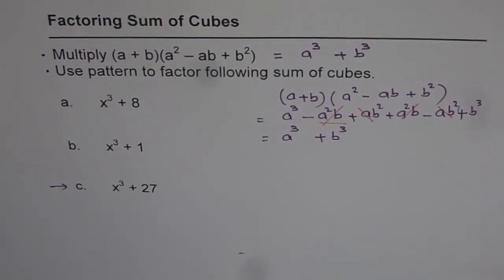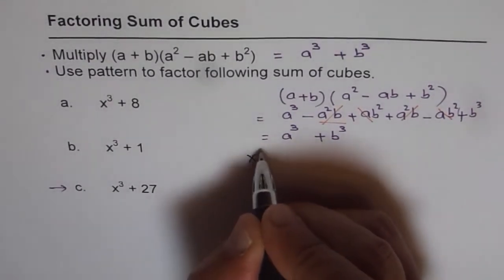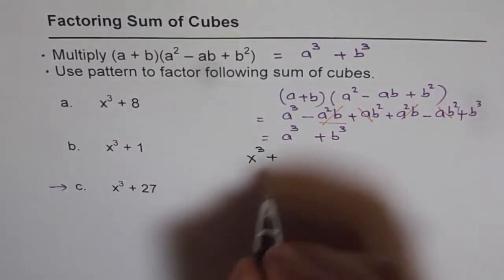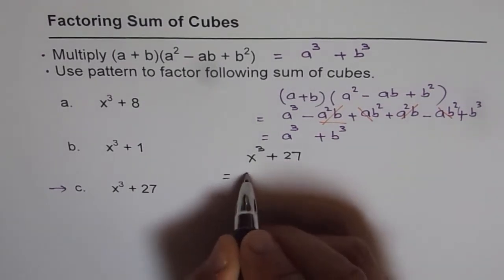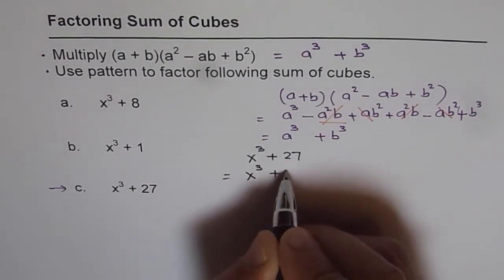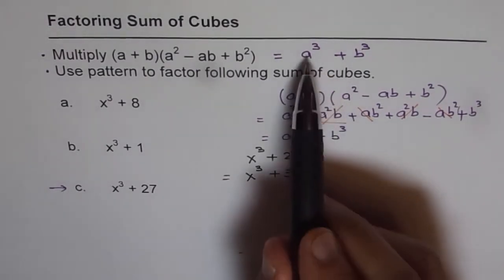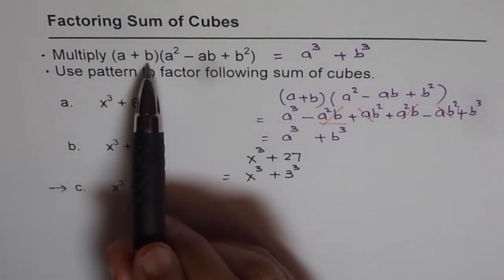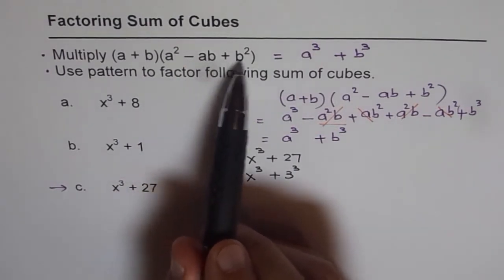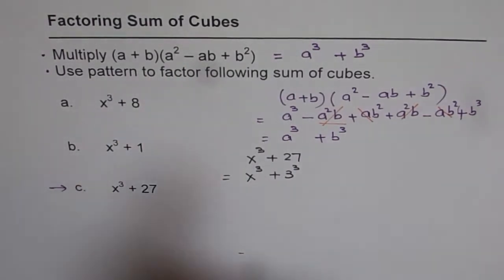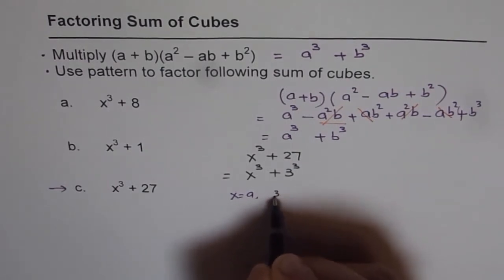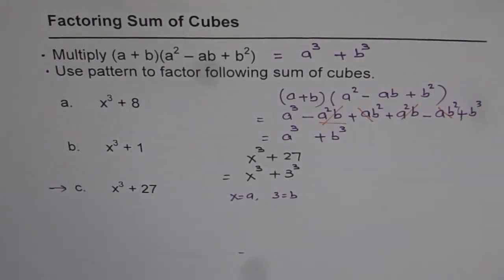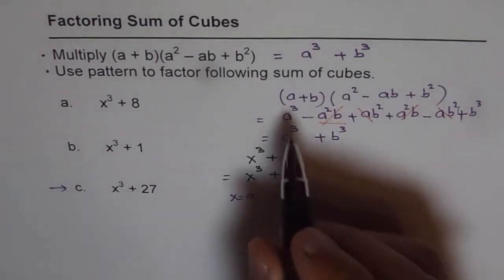Now part C is x cube plus 27, right? Now 27 can be written as 3 cube. So we can write this as x cube plus 3 cube. Now a cube plus b cube is a plus b times a square minus ab plus b square. So that is how we can factor. In this equation, if you compare, you can write x equal to a and 3 equal to b, right? And then factor it, applying the formula.